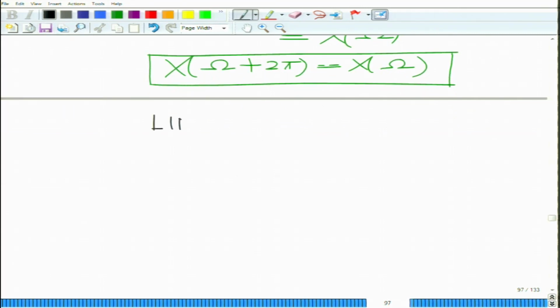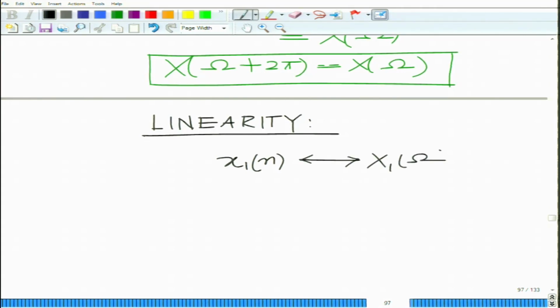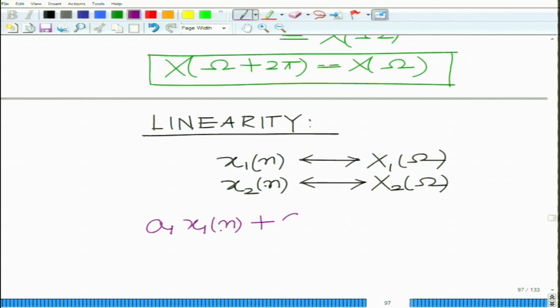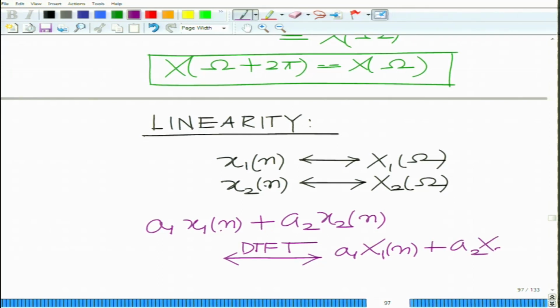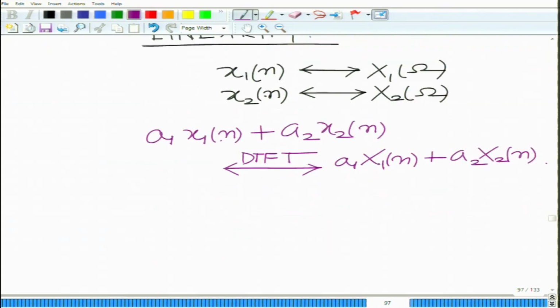Again, one of the simplest properties, which is obeyed by all the transforms that we have seen before, and the DTFT is no exception, is linearity. That is, if x1[n] has DTFT X1 of omega and x2[n] has DTFT X2 of omega, then a1 x1[n] plus a2 x2[n], where a1 and a2 are constants, has the DTFT a1 X1 of omega plus a2 X2 of omega. So, a linear combination of signals has the DTFT that is the corresponding linear combination of the DTFTs of the individual signals.